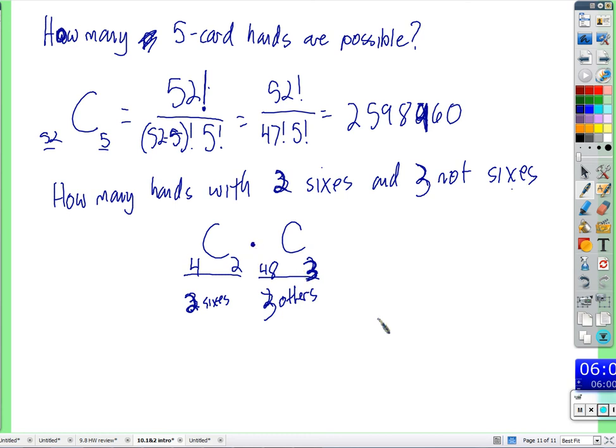Multiply. Right? Here's one way to get two sixes, another way to get two sixes, another way, another way. Then after we get two sixes, we get three other cards. Here's a way to get three other cards, and here's another. You could draw out this tree diagram, and that number would be whatever 4C2 comes out to be, times whatever 48C3 comes out to be. Multiply them both together, and you get the total number of ways that we could get a hand like this.